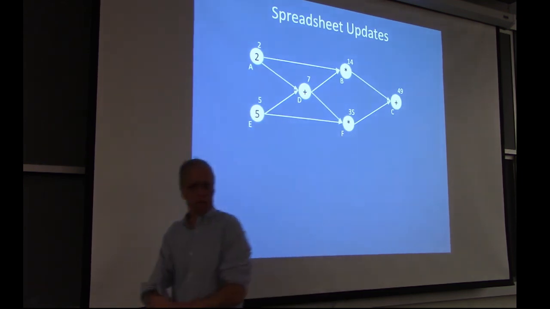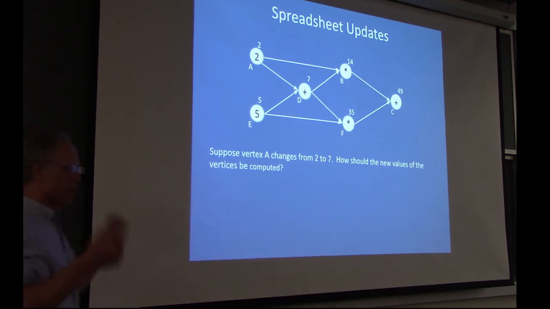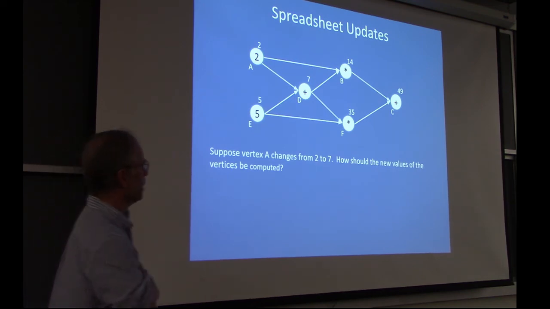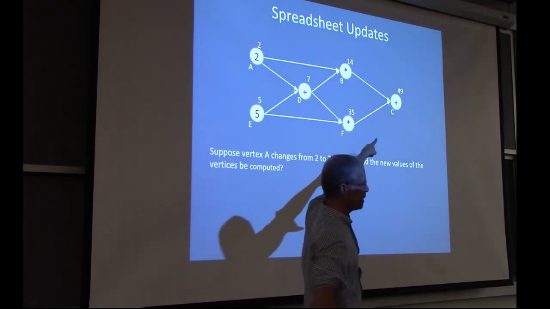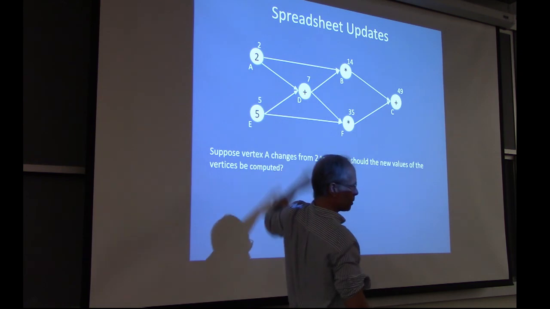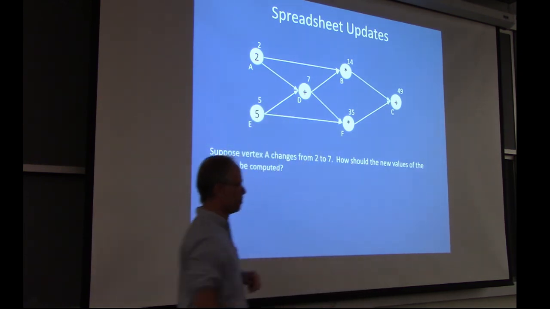So there's the setup. So you've got that DAG. Suppose vertex A changes from 2 to 7. We've got to update the display. We've got 6 cells. So how do we do that? Do we start by going and recomputing the value of C? And then doing F and B and work backwards? No. Because the one that changes is A up there.